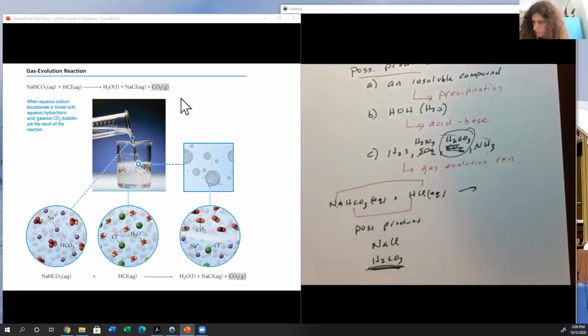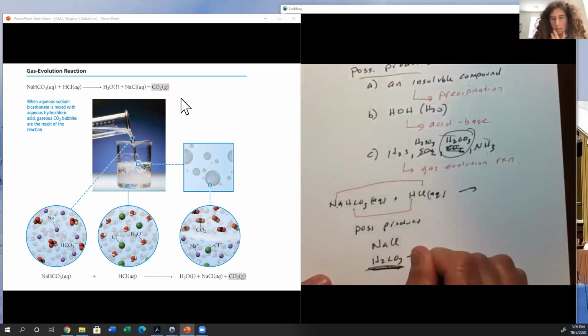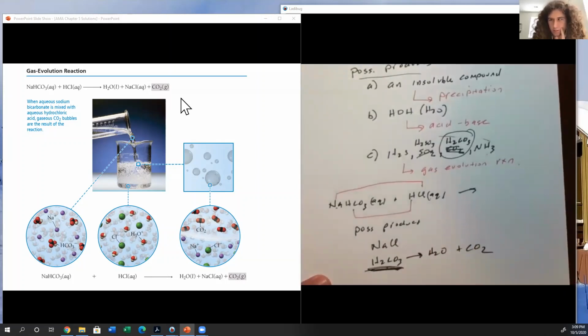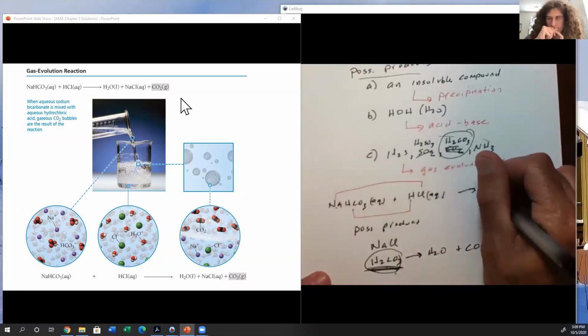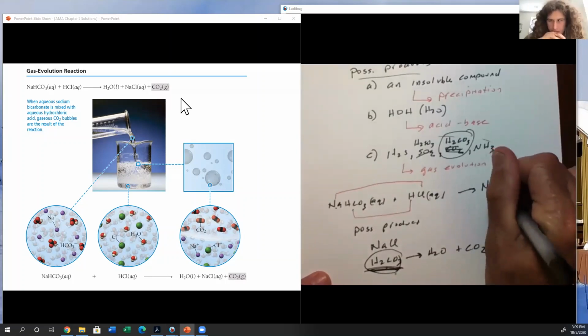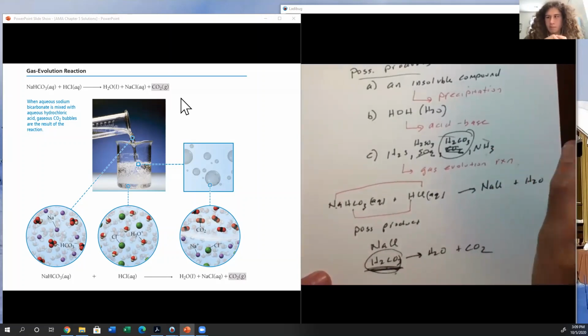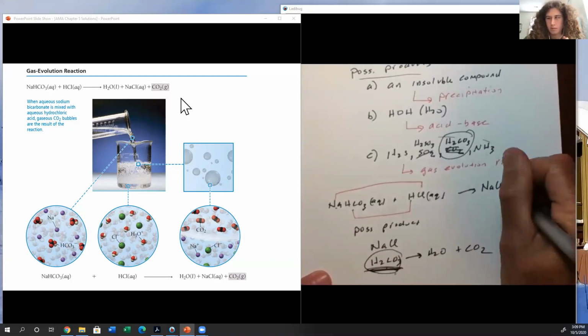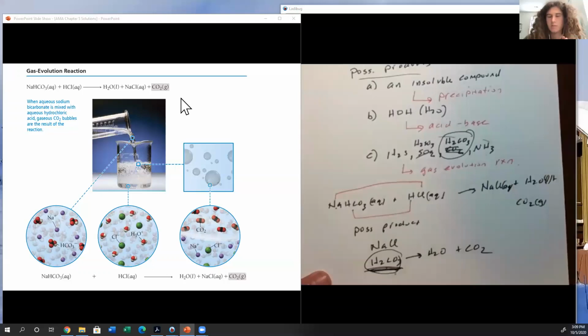Now what happens is that this H2CO3 actually breaks down into H2O plus CO2. It doesn't stay as H2CO3, so you just think of this as an intermediate product. The real products of this reaction are NaCl plus water plus CO2. This is aqueous, this is liquid, and this is gas. And there's my gas, the gas evolution, which is the thing that's bubbling.